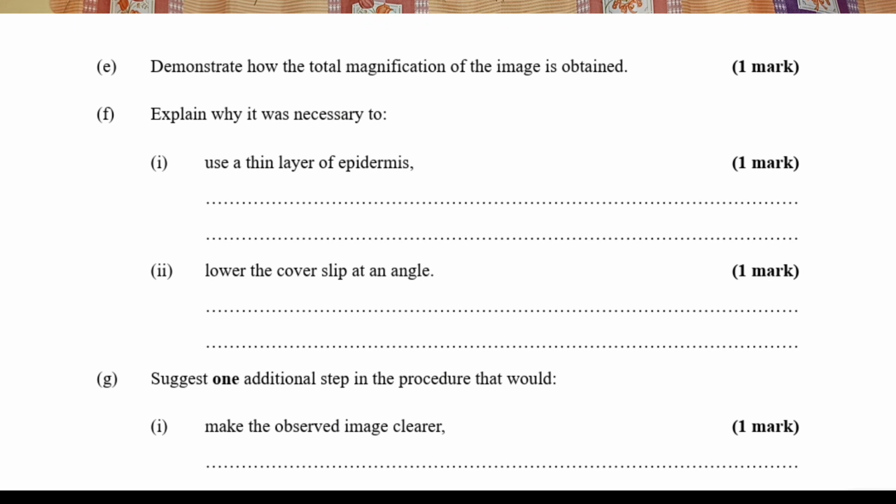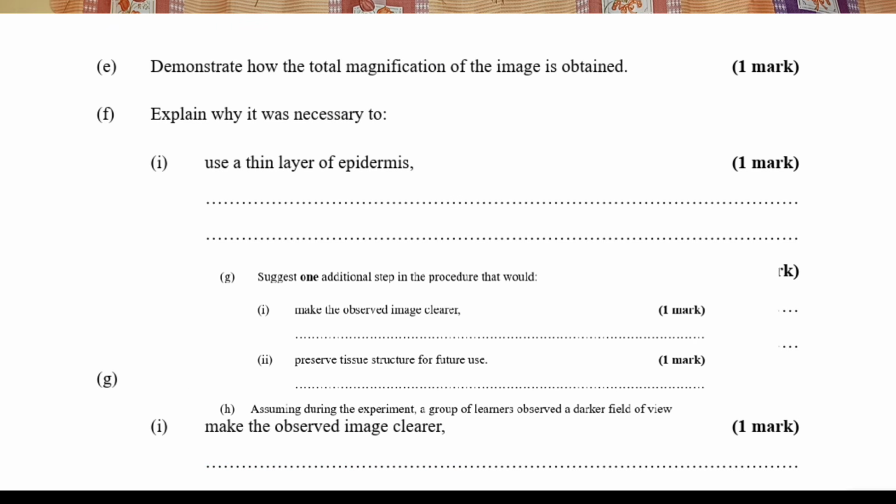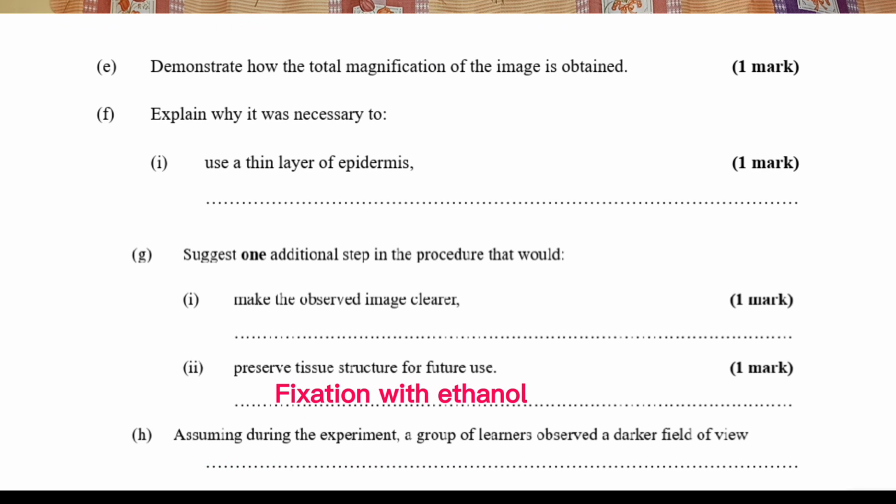G. Suggest one additional step in the procedure that would make the observed image clearer. By use of iodine or methylene blue, also you can call it staining with the dye. Roman 2. Preserve tissue's structure for future use. You should talk of fixation, use of ethanol. Fixation with ethanol ili uweze kutumia in the near future.